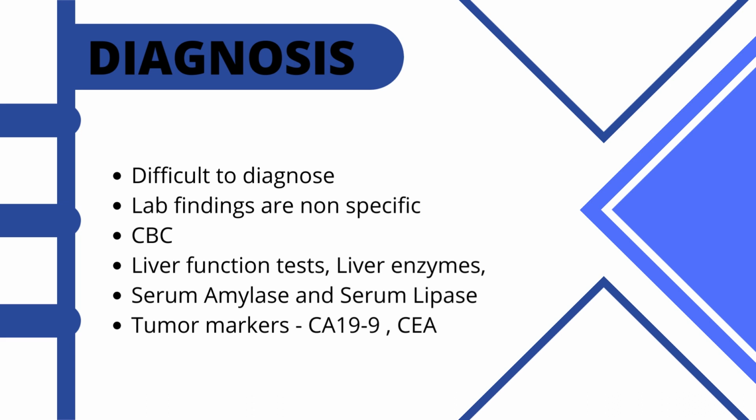Then, patients that present with obstructive jaundice may present with elevations in bilirubin, ALP, gamma glutamyl transferase, and rarely AST and ALT. Then, serum amylase or lipase levels are elevated in less than 50% of patients with resectable pancreatic cancer and in only 25% of patients with unresectable tumors. Then, tumor markers. So 75 to 85% of patients have elevated CA19-9 levels and 40 to 45% have elevated CEA levels.